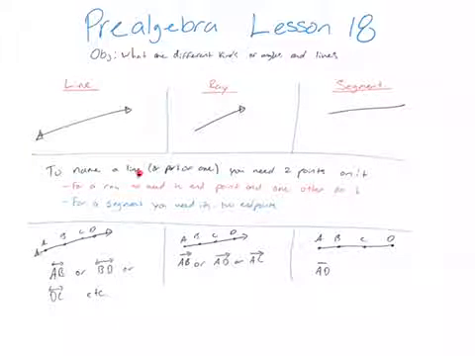So to name a line, or a part of a line, you need 2 points on it. So for this one, you need any 2 points. Find 2 points on there, and you can name it. For a ray, you need to have where it starts and some other point on there. And for a segment, you have to have its 2 end points, which is the only proper way to name it, because you have to know where it starts and where it ends.